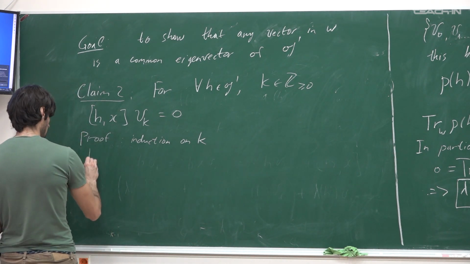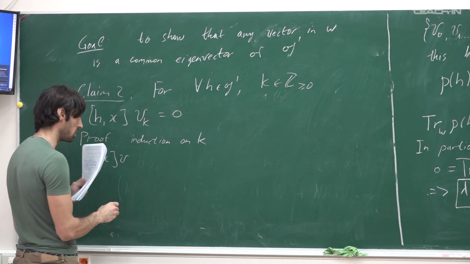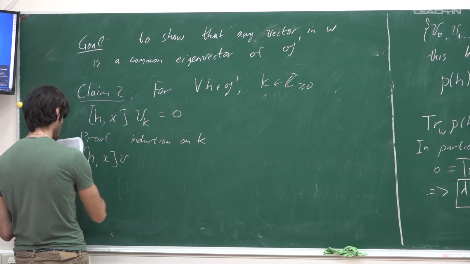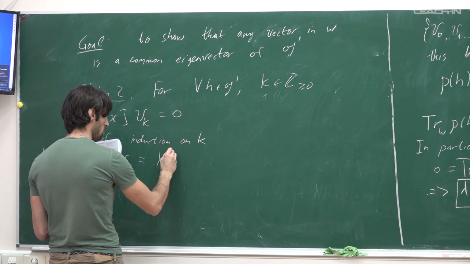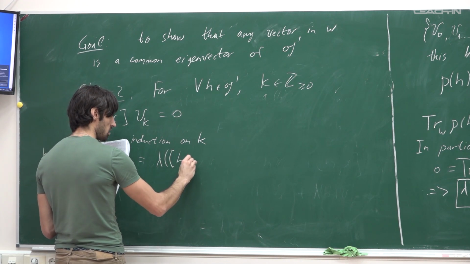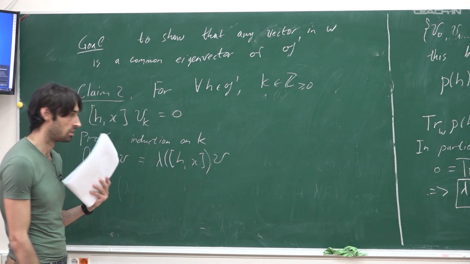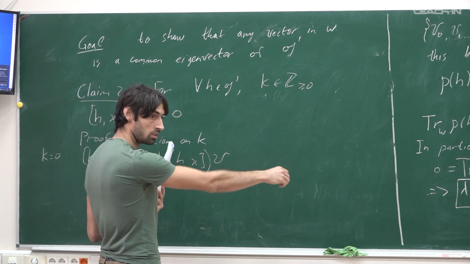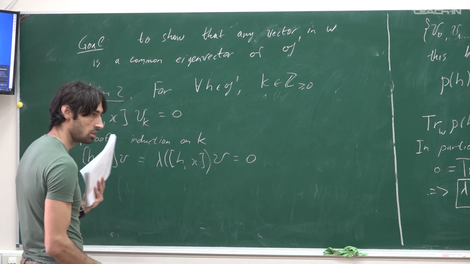Well, we know that Hx acting on V0 is... k equals 0. It's just lambda of Hx acting on V, right? Lambda of Hx is 0. So therefore it's 0. Okay, step.